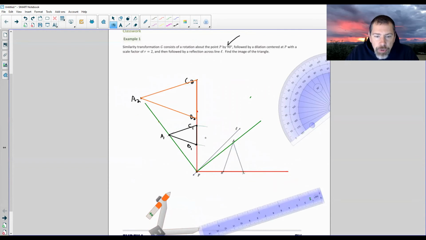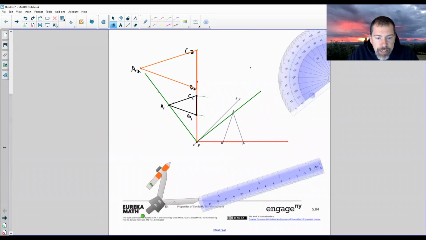So step 1, rotated this 90 degrees. There's my A sub 1, B sub 1, C sub 1 image. Image 2 is A sub 2, B sub 2, C sub 2, which is this triangle that is scaled up by a factor of 2. And finally, we have to reflect it across line L. So now I have to reflect this orange triangle over here somewhere.